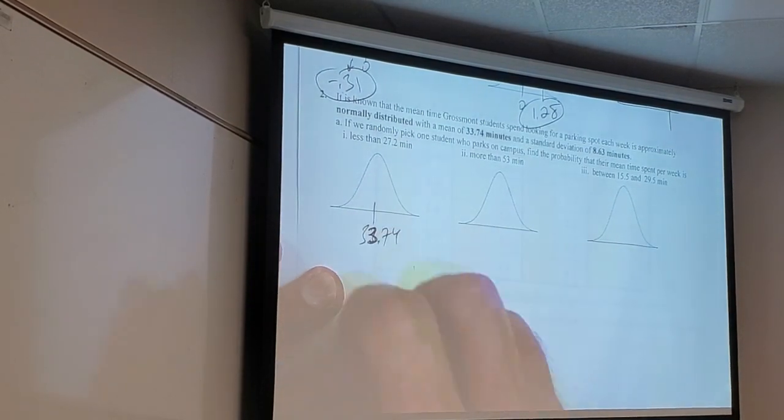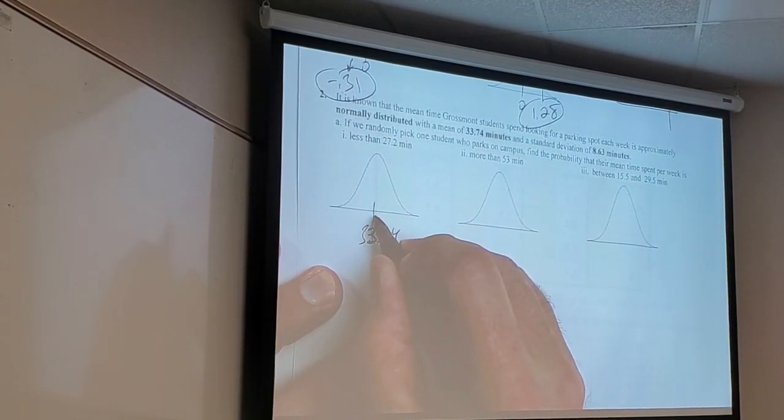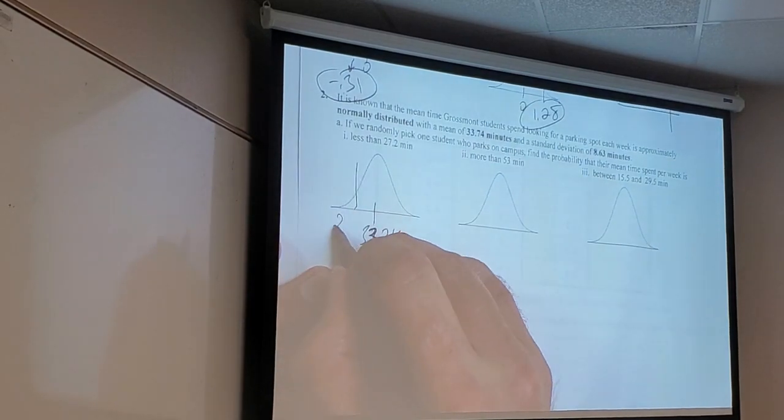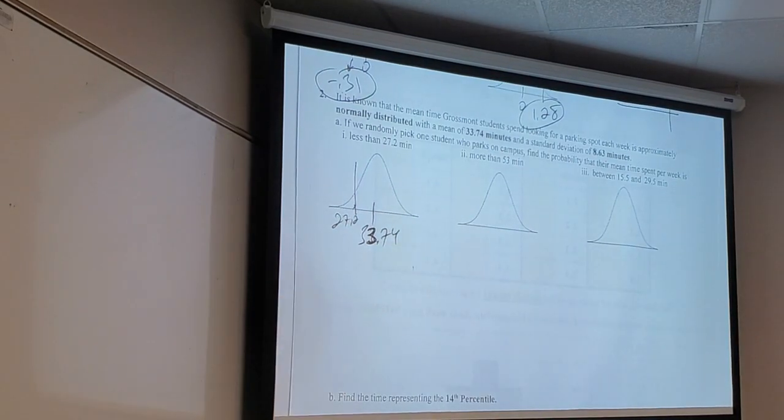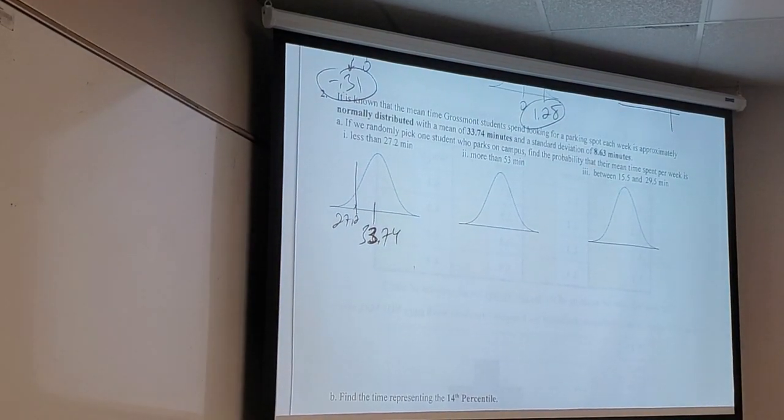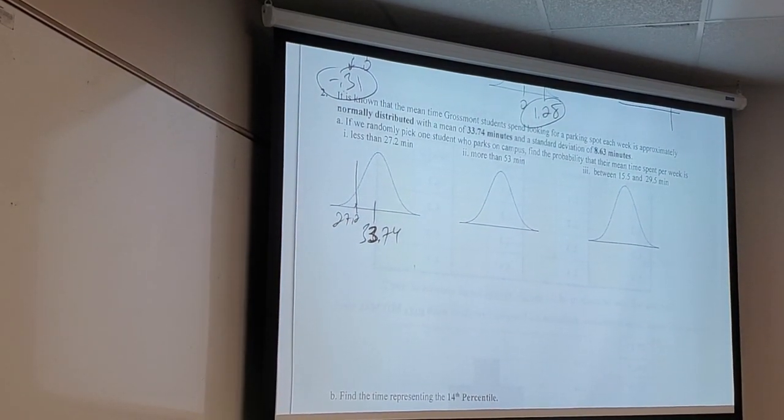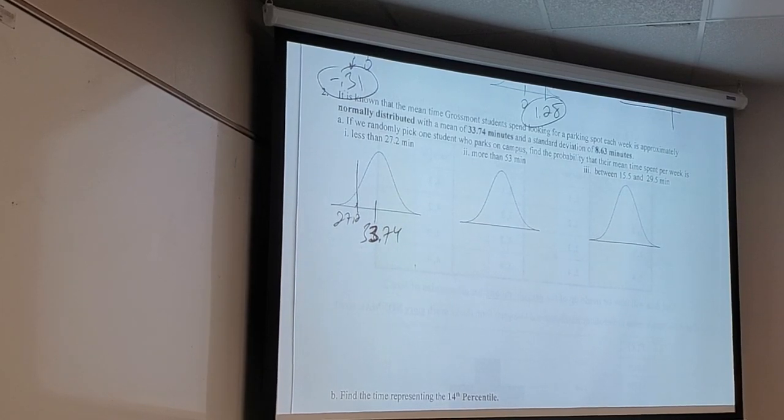Where is 27.2? To the left. And I know some of you guys are like, well, of course it's to the left, but I get people all the time who just sort of put it wherever they feel like it. Where should I shade in?